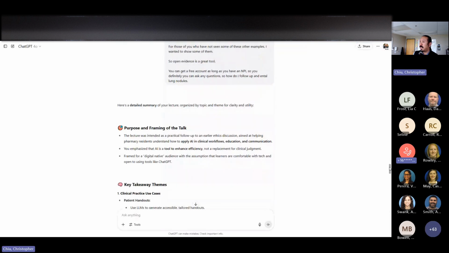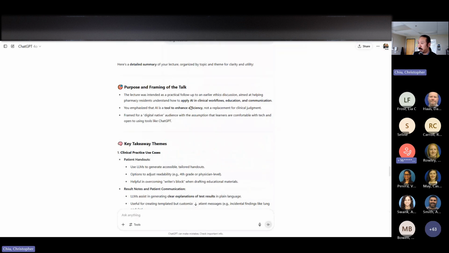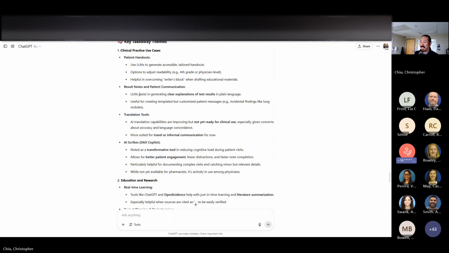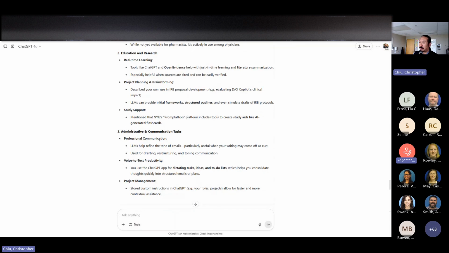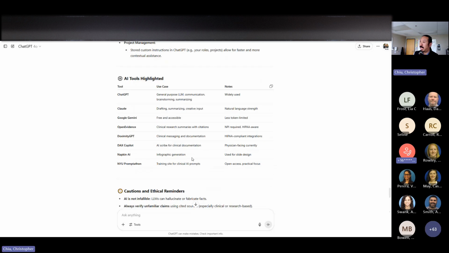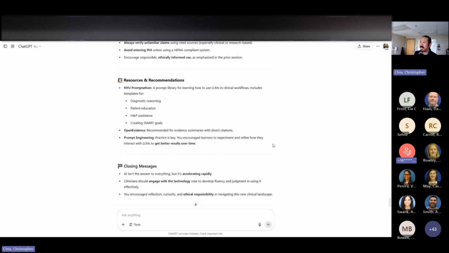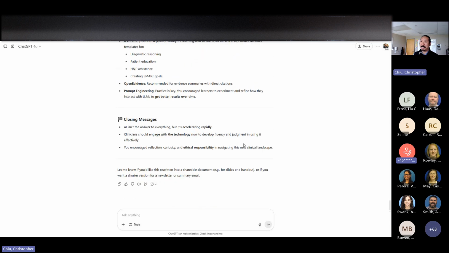And this is the summary it gave me. So purpose and framing of the topic, my clinical takeaways and themes. Seems pretty cool. And then it has a nice table of all the AI tools that I highlighted. Cautions, ethical reminders, some other resources, closing messages, things like that. So pretty cool.